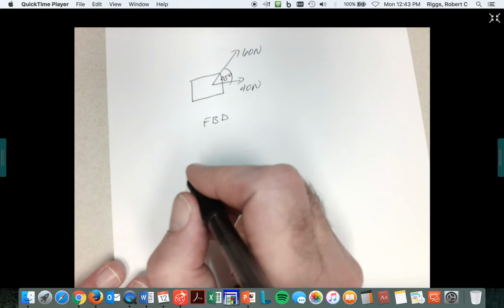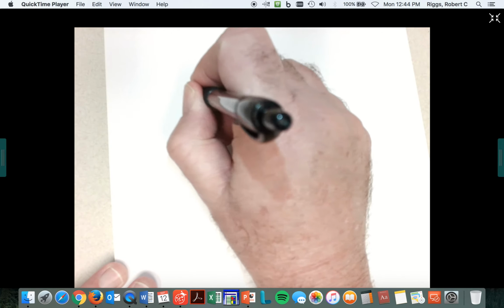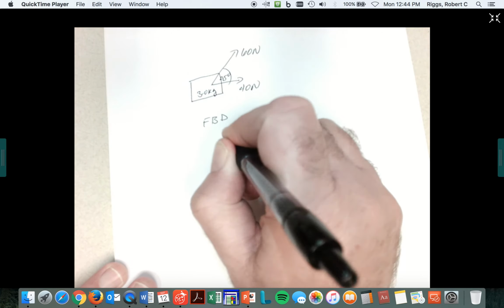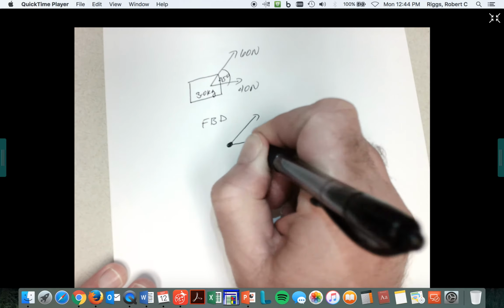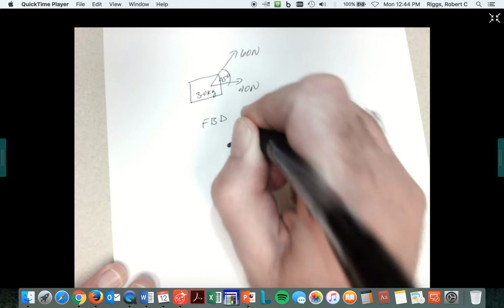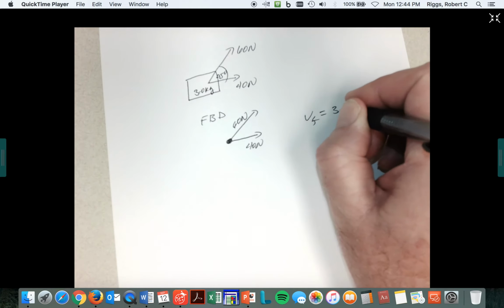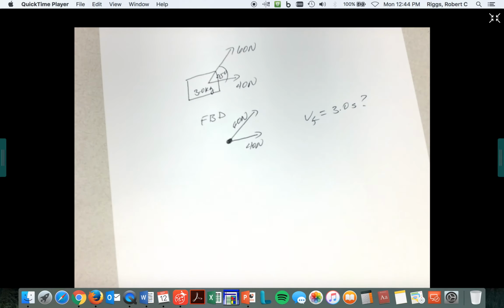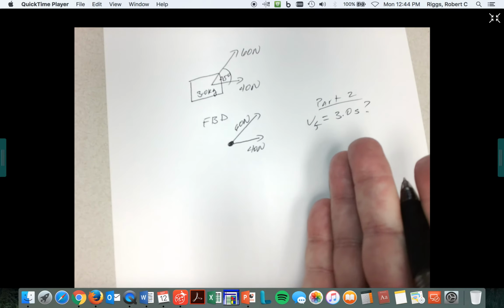I know. I'm evil. But anyway, the mass of the object is 3 kilograms. So here's the free body diagram, because we're assuming we're pulling everything from the center of mass. And then I'm going to add a wrinkle. I want to know what's its final velocity after 3 seconds. This is part 2. So again, you've got to know chapter 2 to be able to solve the second part of this.